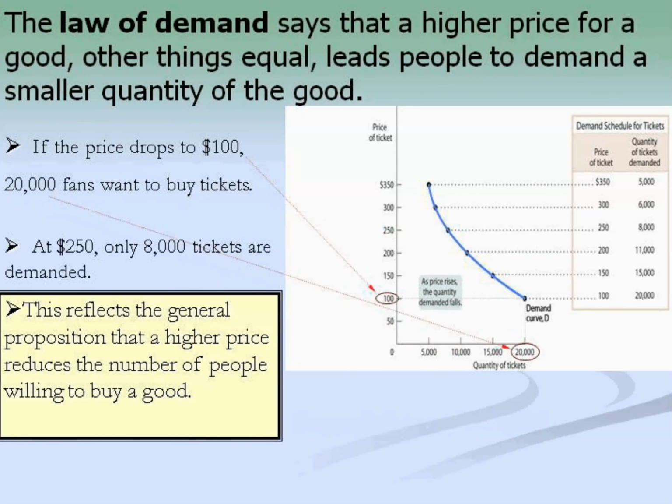And this gives us the law of demand: the idea that at a higher price for the good, other things equal, people are going to demand a smaller quantity of that good. So the quantity demanded is going to be smaller at a higher price and greater at a lower price. Now notice demand isn't shifting; it's the quantity demanded that is changing, moving along the curve. And remember, that's a big difference between movement along the curve and the shifting of the curve itself, which we'll get to in a minute.